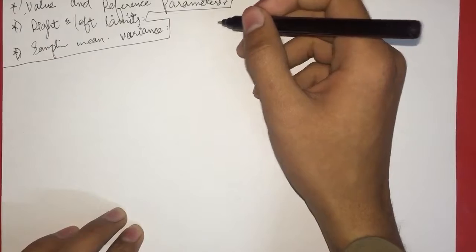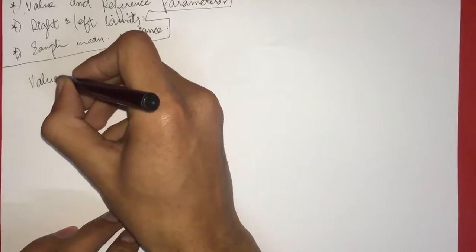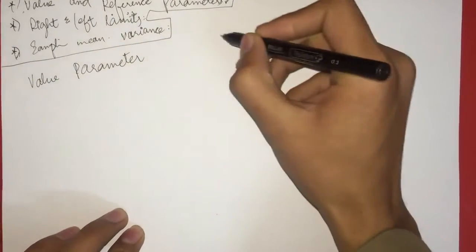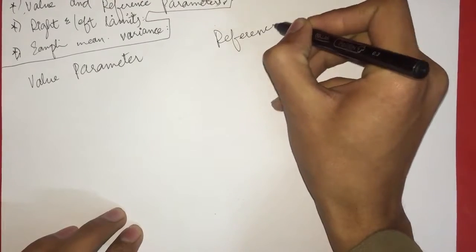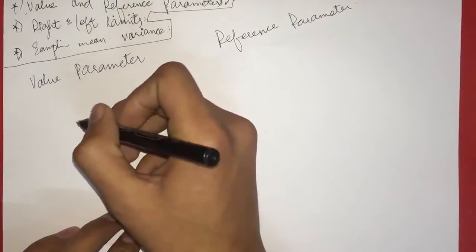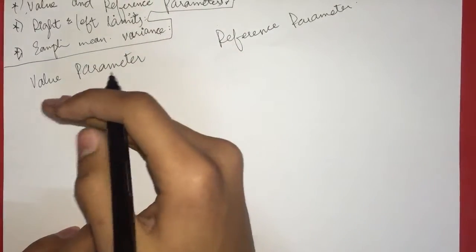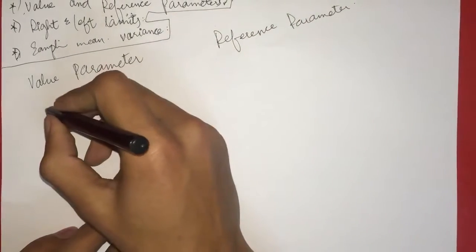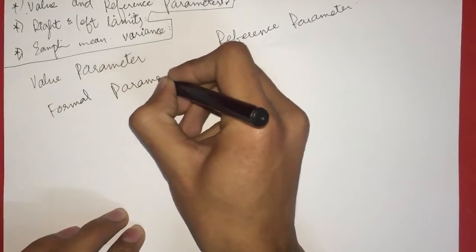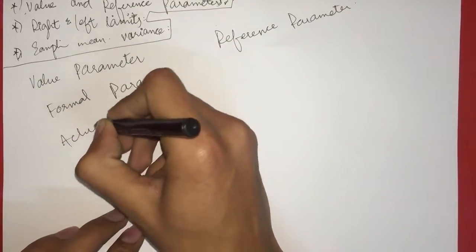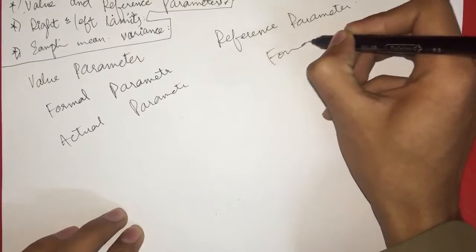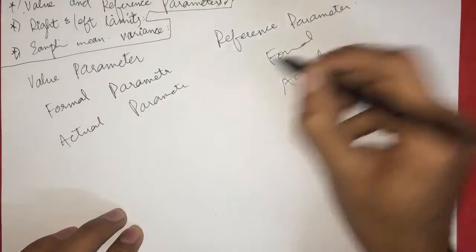We have two types of parameters: a value parameter and a reference parameter. Every value parameter and reference parameter has, first, a formal parameter and an actual parameter. Same here, formal and actual. So we have these two parameters.